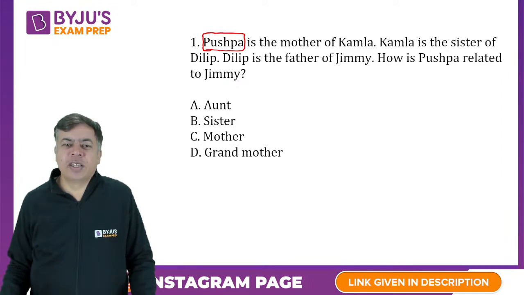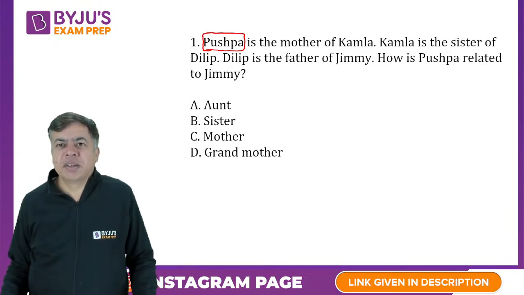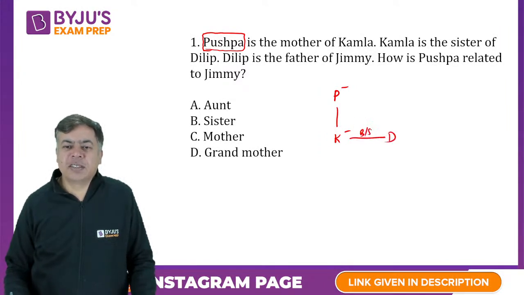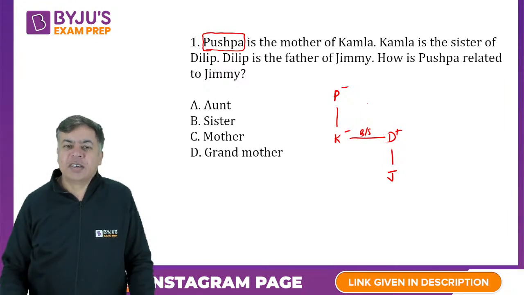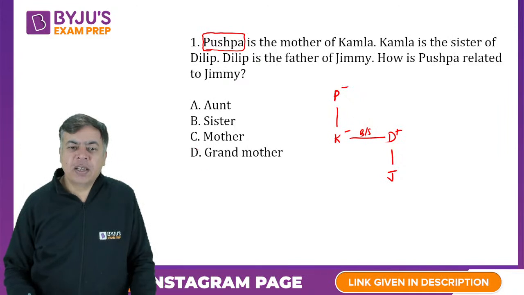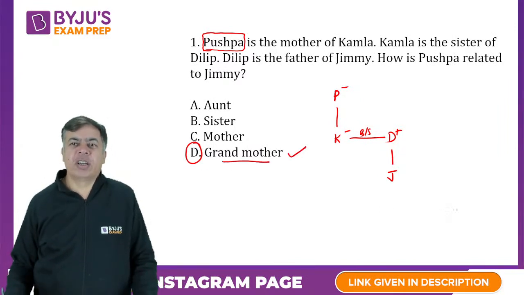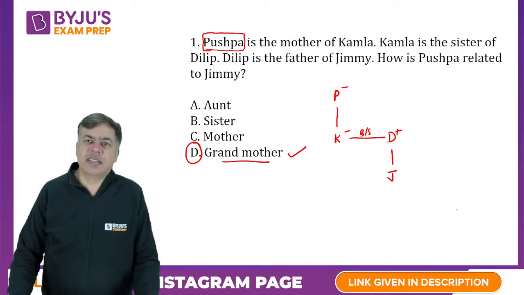Pushpa is the mother of Kamla. Kamla is the sister of Dilip. Dilip is the father of Jimmy. So very simple relation. Pushpa is the mother of Kamla. Kamla is the sister of Dilip. This is a brother-sister relation. Dilip is the father of Jimmy. So, Jimmy's father's mother. So, who is Pushpa? Grandmother. Yes, absolutely. D is the correct answer.